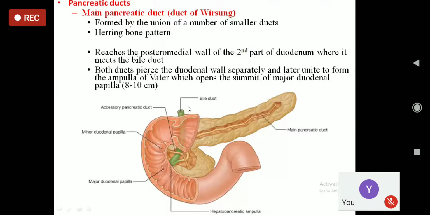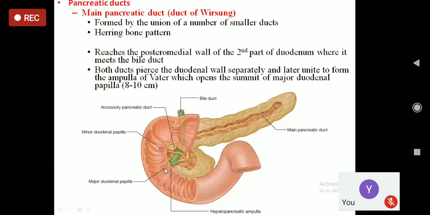Okay, so the secretion of the gallbladder carried by the bile duct and the secretion of the pancreas carried by the main pancreatic duct, they unite together to form the hepatopancreatic ampulla, and the secretion they pour into the second part of the duodenum. So both the ducts pierce the duodenal wall separately and later unite to form the ampulla, which opens on the summit of the major duodenal papilla. So this is the major duodenal papilla.